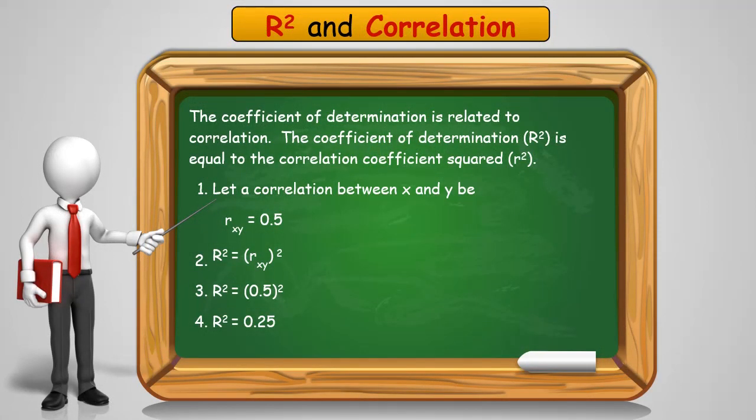The coefficient of determination, the R squared value, is related to correlation. It is basically the correlation coefficient squared. So if we had a correlation coefficient equal to 0.5, then that value squared would become 0.25. So the R squared value is just the R value from correlation, squared.